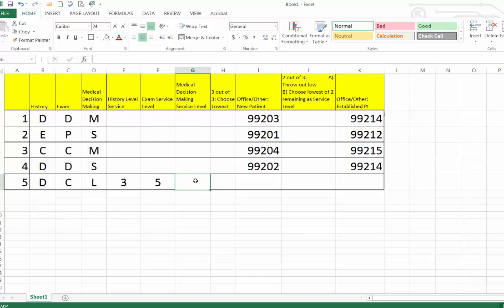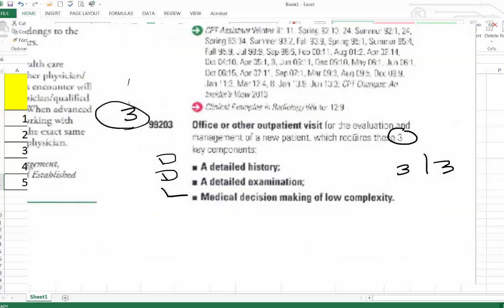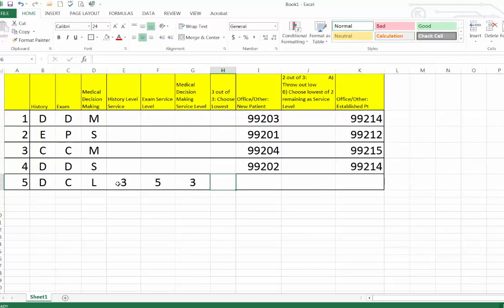And now low decision making is a service level 3. So I've got 3, 5, 3. So I must go with my lowest, which is 3. Doesn't matter which 3, the detailed 3 or the low 3, they're both 3s. So I'm going to go with the service level 3, and I will bill 99203.